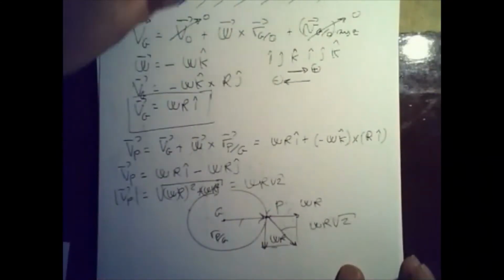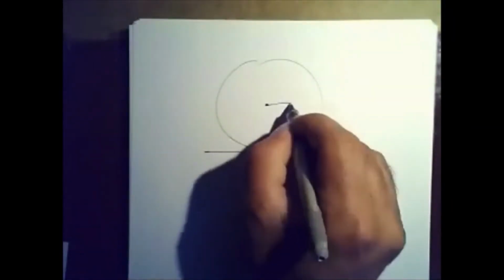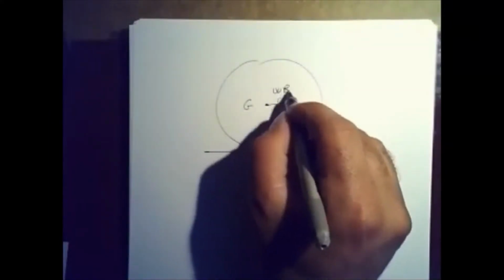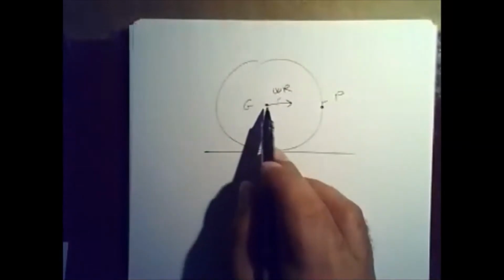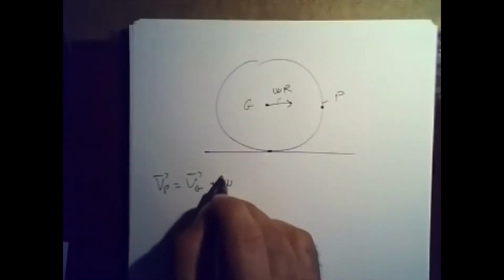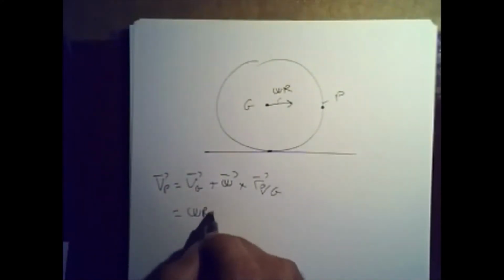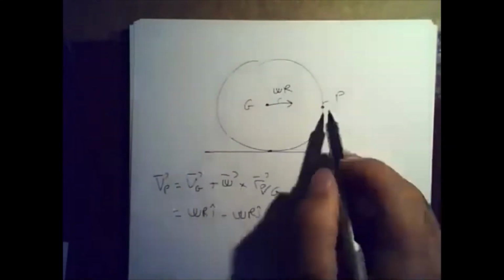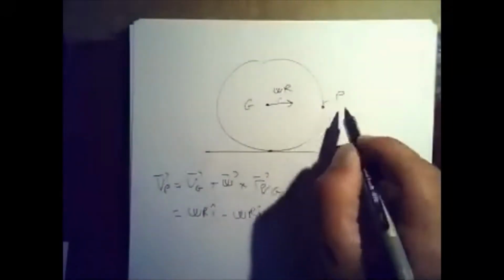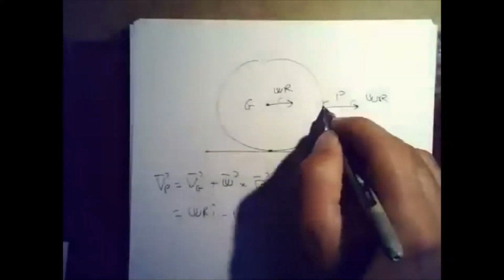Okay, thank you. I'm going to redraw this one more time just to clarify it a little bit more. So this is your wheel. This is point O. We said it has 0 velocity. The center of the wheel is going to have a velocity of omega times R. And we just calculated the velocity of point P with respect to G. I said Vp was equal to Vg plus omega cross Rp with respect to G, and I ended up with omega Ri minus omega Rj, meaning that the velocity of this point is going to have some component in the I direction, and this component in the J direction.